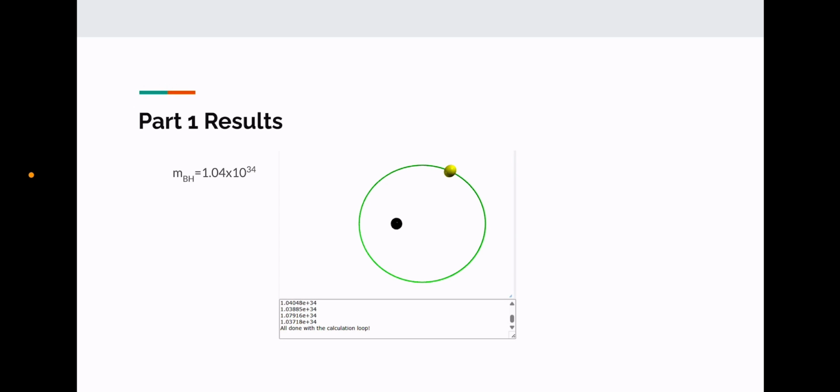Part 1 results. We got the average mass of the black hole is 1.04 times 10 to the power of 34. We did that by taking the average of all the masses that we obtained with the code.